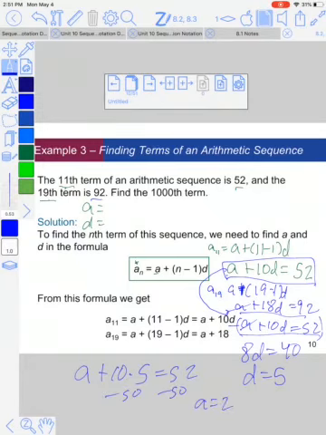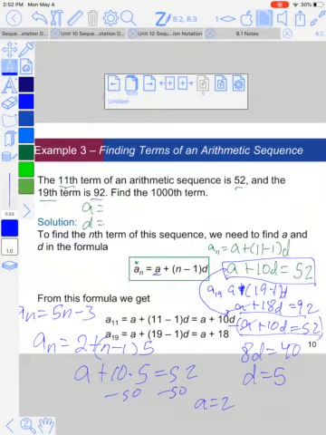So a is 2. So a sub n, any number I want, is 2 plus n minus 1 times the common difference of 5. Or if you distribute in the 5, you would get 5n minus 5 plus 2. Or in other words, you would get a sub n equals 5n minus 3.